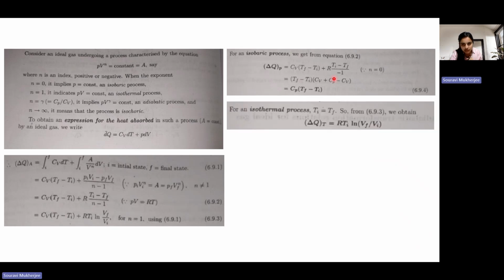Or otherwise, you can also consider the fact that you take P outside and then do an integration, so only the volume would be changing, and then you have to also make certain changes in the expression, like P equal to constant kind of form, and then use that, so you'll get this expression. For an isothermal process, this is what we get, right?